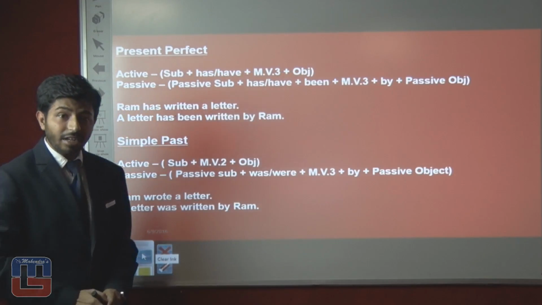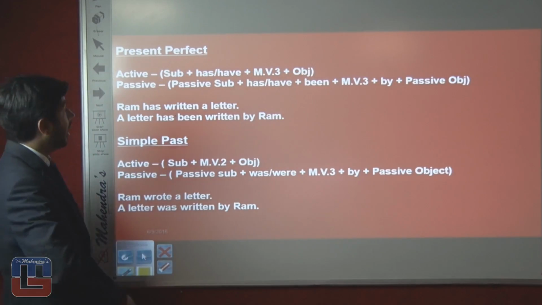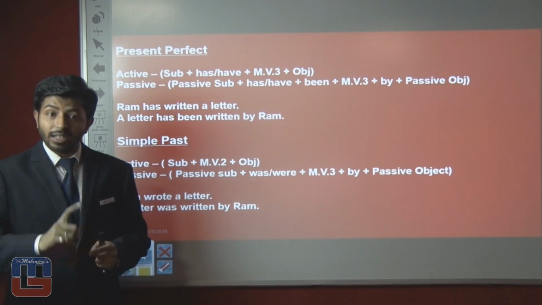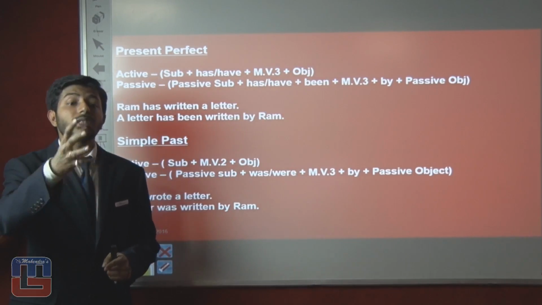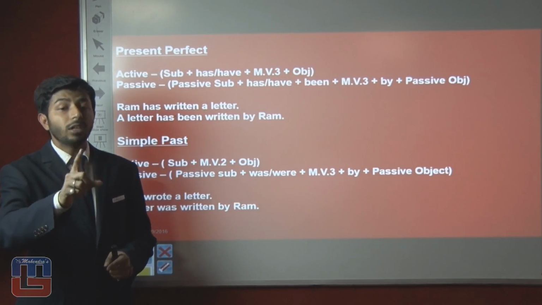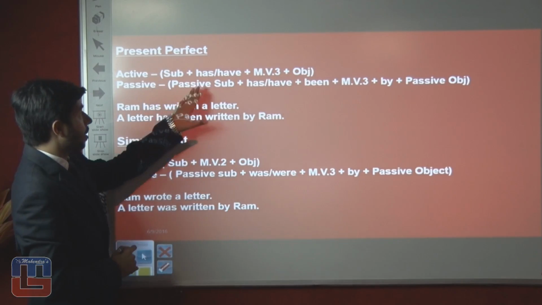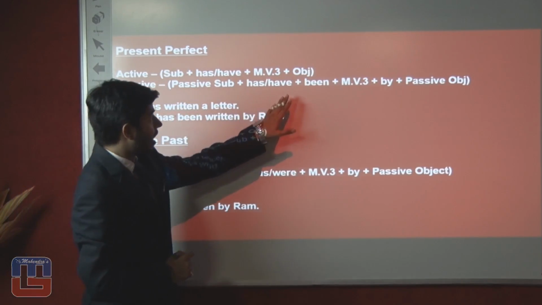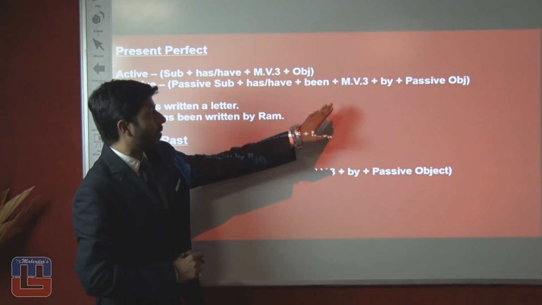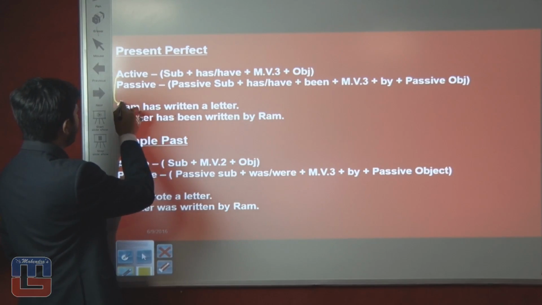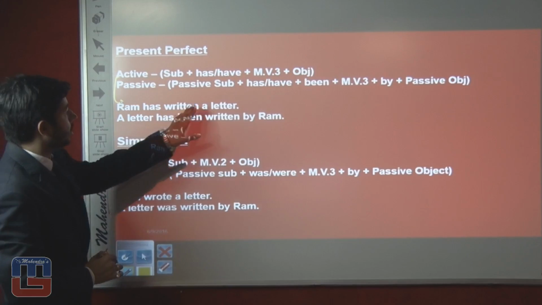Next, present perfect. Present perfect, active voice and passive voice. The structure says present perfect, subject plus has or have, which is used as a helping verb, and main verb third form of the verb, plus object. Now in the structure of passive voice, passive subject plus has or have been plus main verb third form plus by plus passive object. Now the active voice sentence is Ram has written a letter.